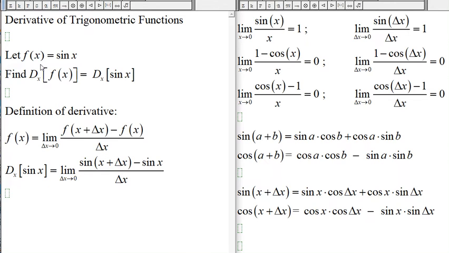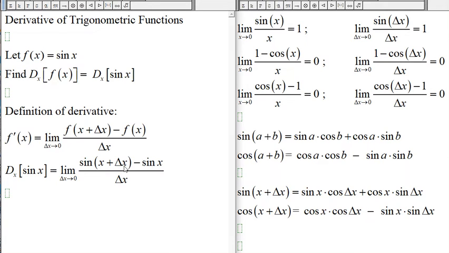Here we have the function sine of x, which is the trigonometric function, and we want to find the derivative of sine of x. This is the definition of derivative. The derivative of f of x is the limit of f of x plus delta x minus f of x, divided by delta x, as delta x approaches 0.